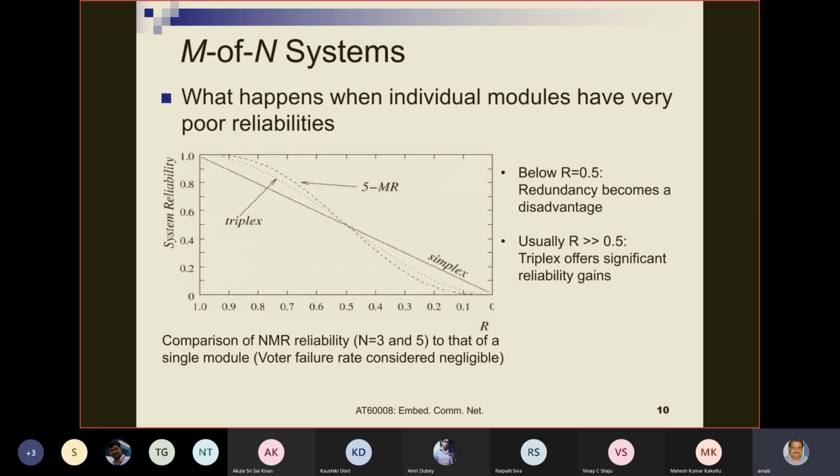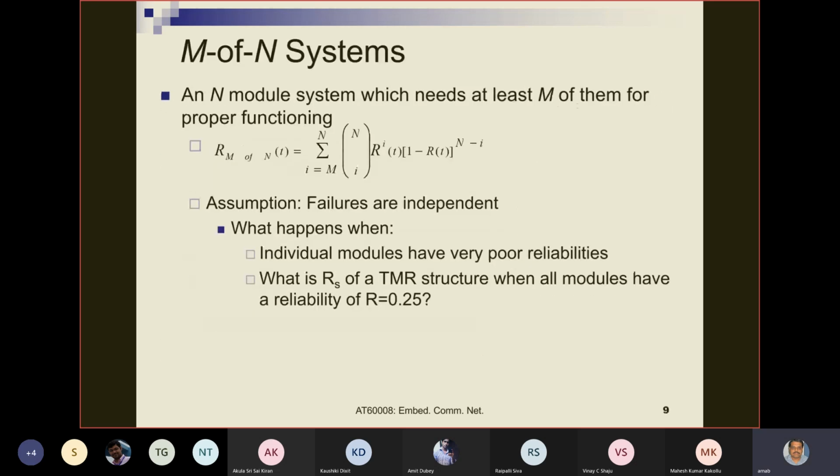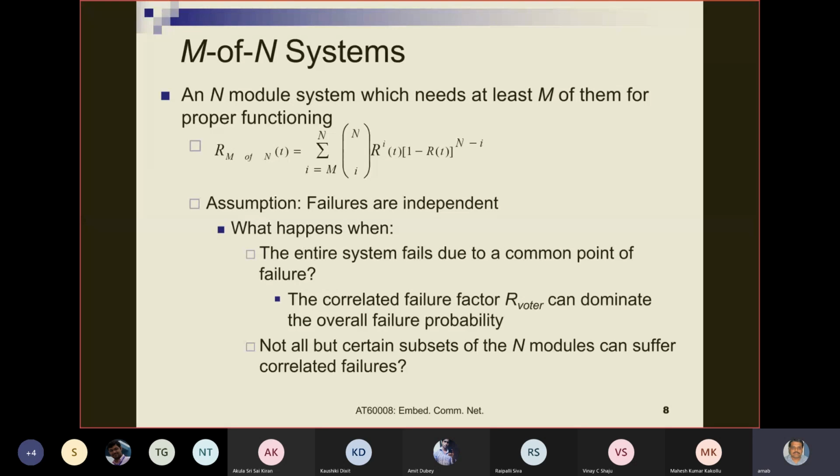We have been looking at this M of n system. Any questions on this M of n system? An M of n system is a system where M out of n components must be working correctly for the system to work correctly. And we said that the reliability of an M of n system is as the equation provided here. Any questions? Could everybody understand this equation? Any questions on this equation?